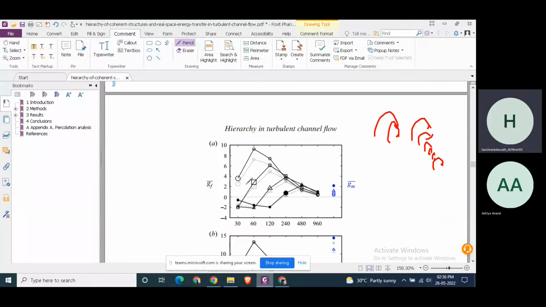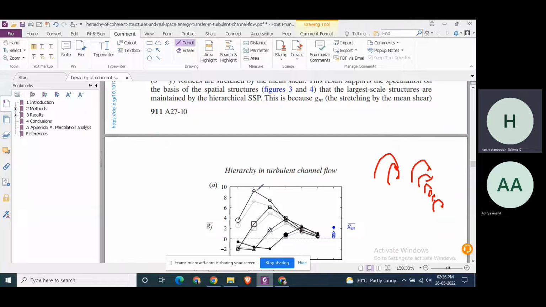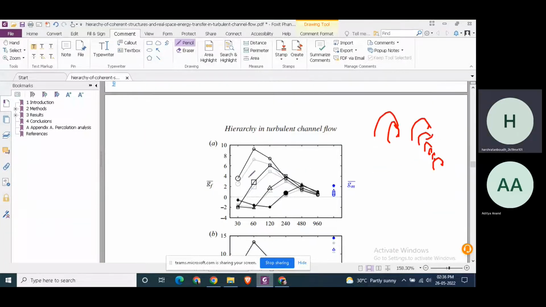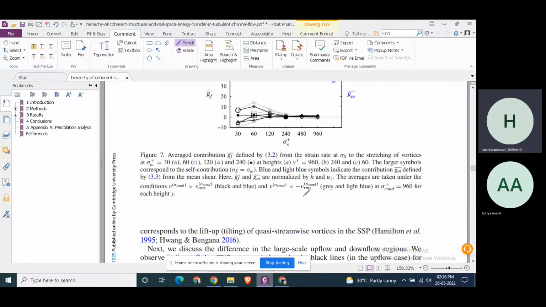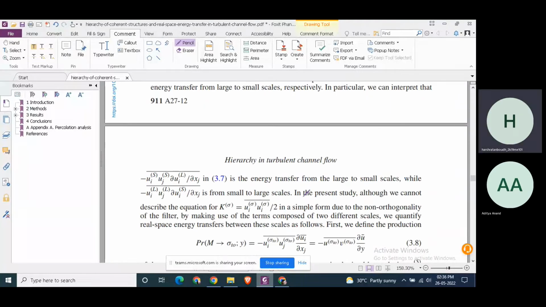how much energy is transferred from these large scales to smaller scales, like from sigma 30 to sigma 60. This much energy is given. If we go from 30 to 120, this much is given. The difference keeps getting smaller and smaller. So that is something, and I guess that is all from me.